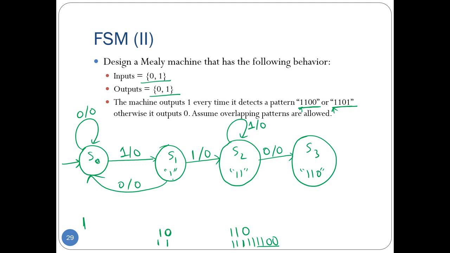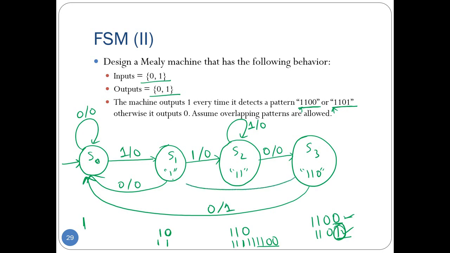Now at S3, you have already seen 110. So if you get either a 0 or a 1, you should output 1, because both patterns are of our interest. But the question is, where should you go? Here, after 110, if you get a 0, you see 0 cannot start the next pattern, and therefore you output a 1 but go back to the starting state S0. As opposed to this, if you get a 1, this 1 could be the beginning of the next pattern of interest. So at S3, if you get a 1, you go back to S1 and output a 1. Okay, so this is our Mealy machine of interest here.